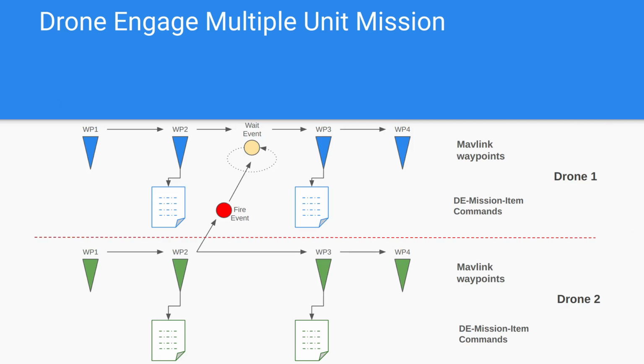This is how missions are stored in different drones, and this is how these drones communicate with each other. Here we can see drone 1 has a sequence of waypoints, and there is a wait event here, and drone 2 has a sequence of waypoints, but it fires an event here after waypoint 2, and this event is received by drone 1. Actually, it is received by all drones, but drone 1 has specific actions. It executes it and it proceeds to waypoint 3, then 4.